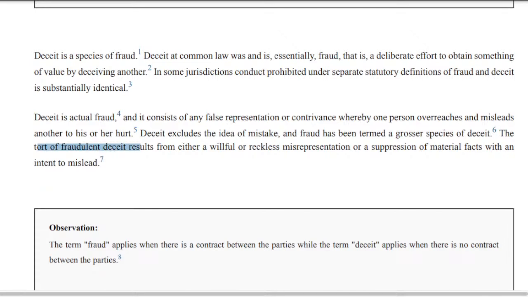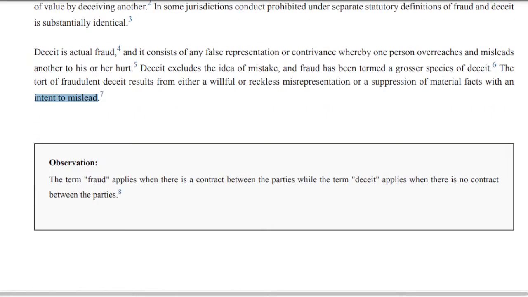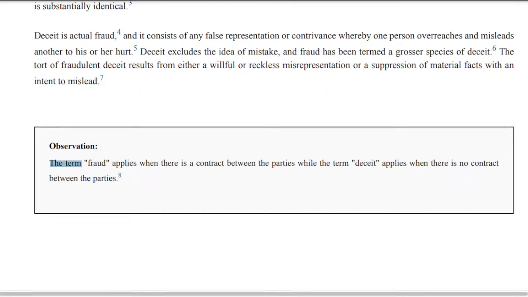The tort of fraudulent deceit results from either a willful or reckless misrepresentation or suppression of material facts with an intent to mislead. Observation. The term fraud applies when there is a contract between the parties, while the term deceit applies when there is no contract between the parties.